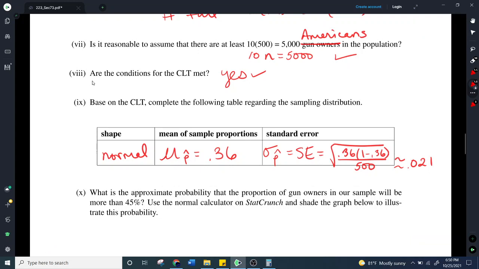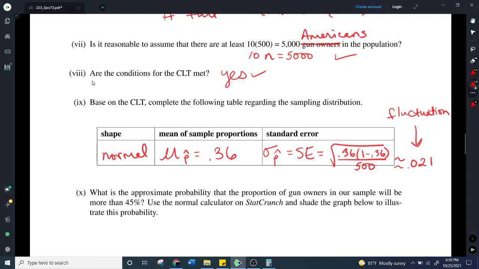What does this tell us? That means that we expect each sample to contain about 36% gun owners. So on average, if we pull a sample of 500 people, we expect about 36% to be gun owners. How much is that going to fluctuate from one sample to the next? Remember, we did this in class today. The standard error tells you what the fluctuation from one sample to the next is going to be. In a percentage, this is about 2.1% fluctuation. Could be a little higher than 36, could be a little lower, but on average, it's going to fluctuate by about 2.1%.